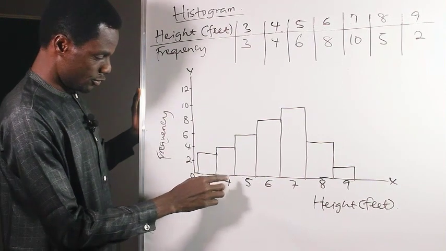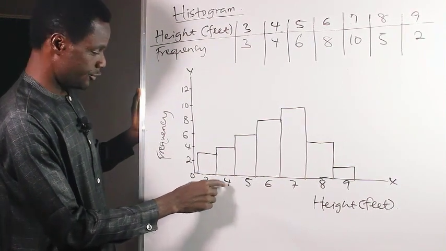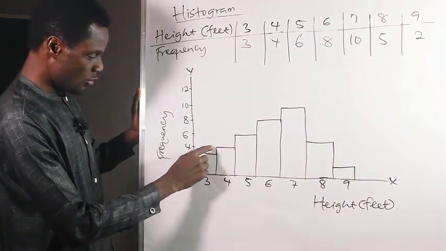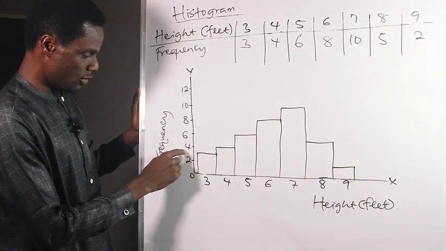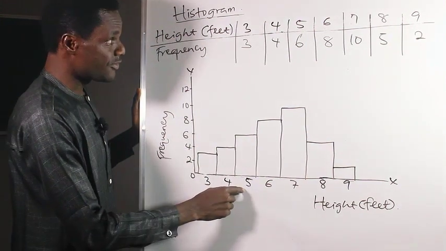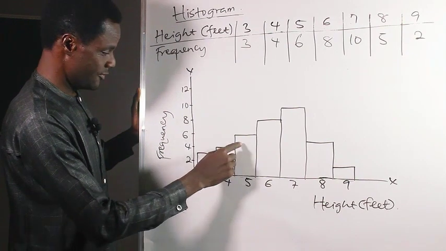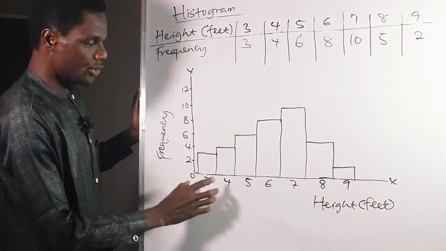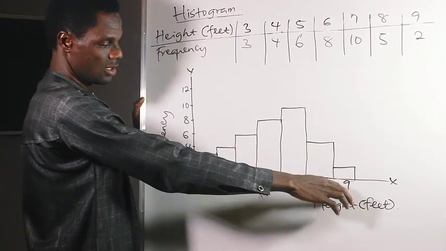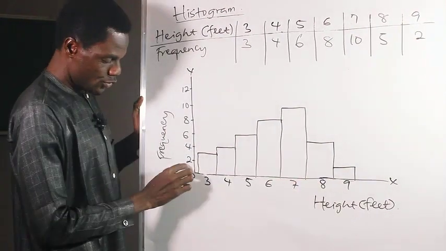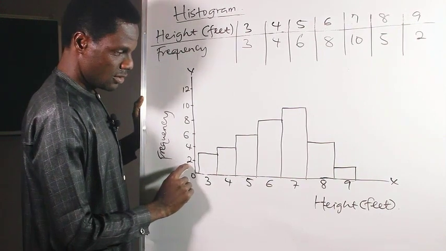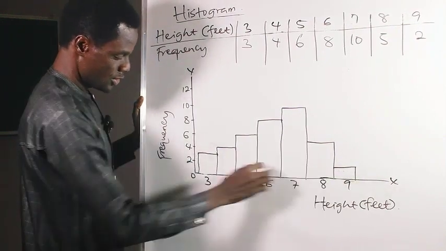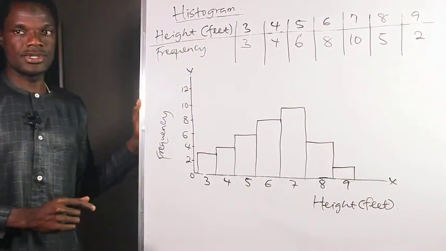Then we have 4 students that have 4 feet of height. So this one corresponds to the frequency, which is 4. The next one is 5 students having 8 feet of height, which corresponds with our frequency. So we take this direction up to the last one, where we have 2 students that have only 9 feet of height, so it corresponds with our frequency.